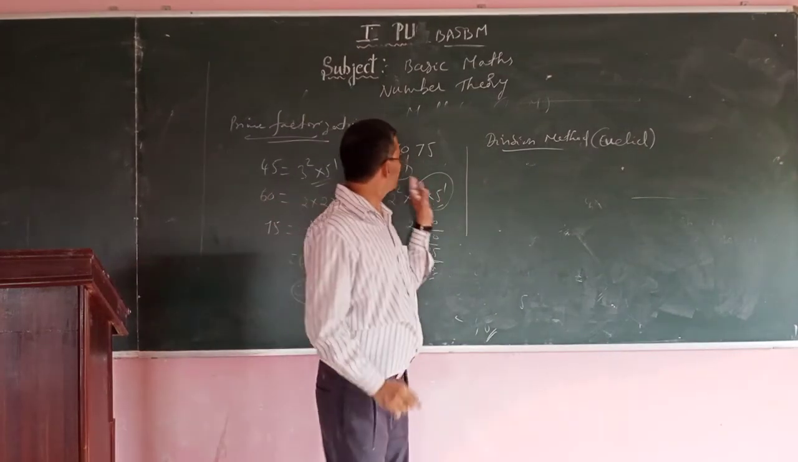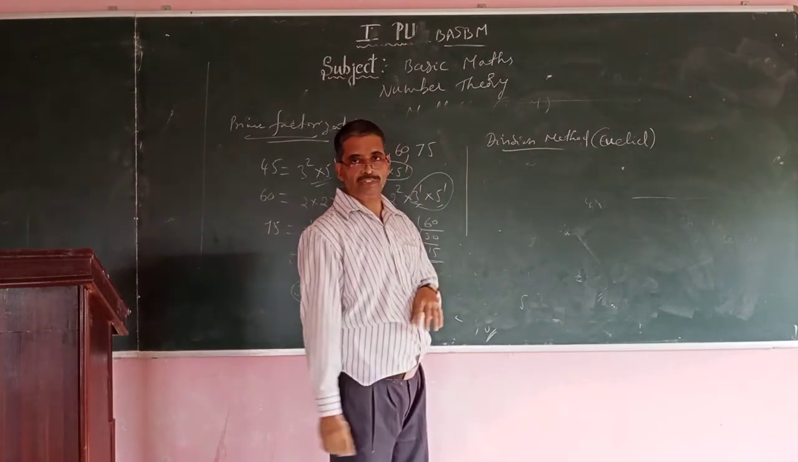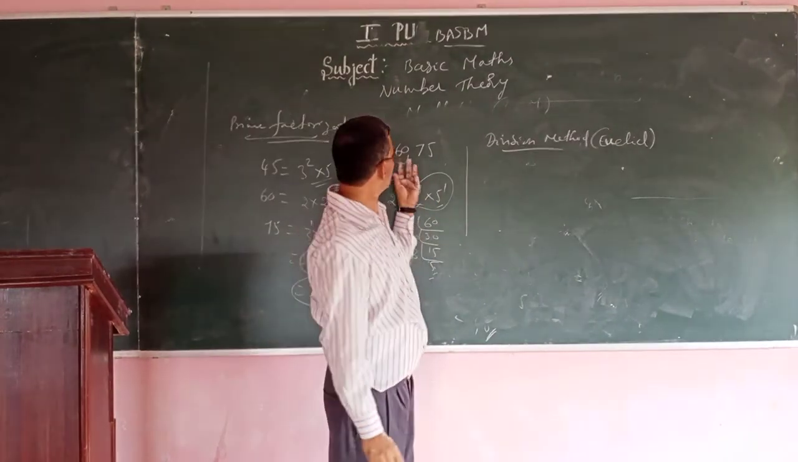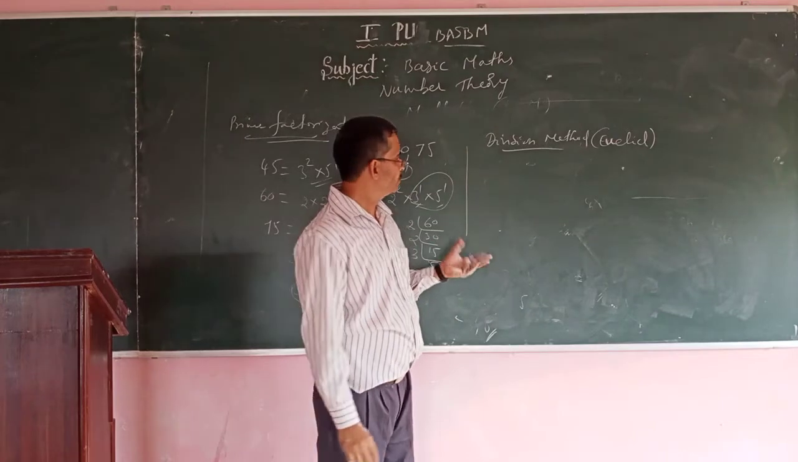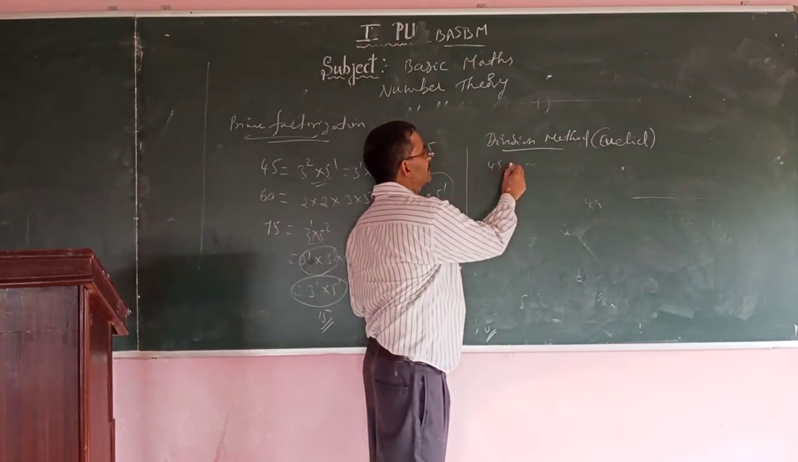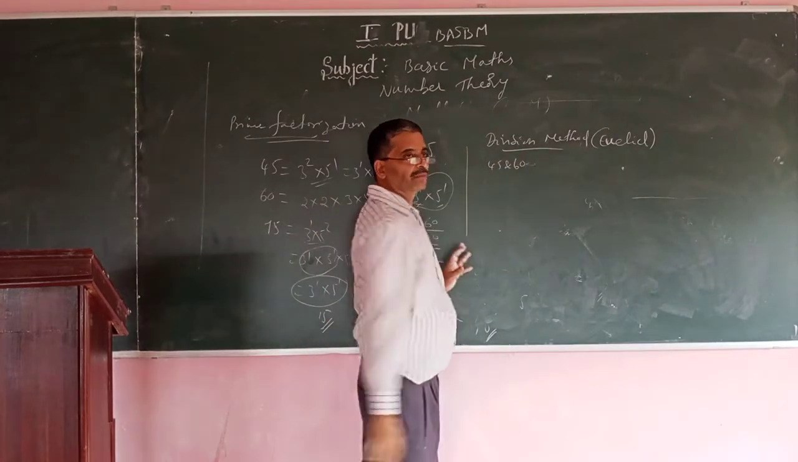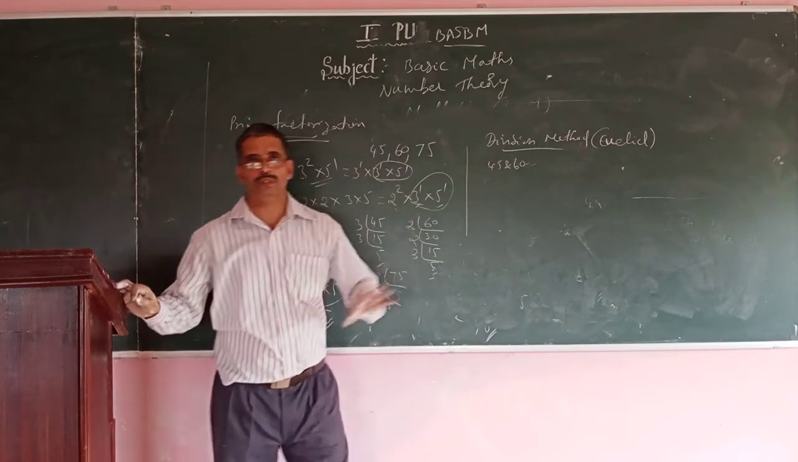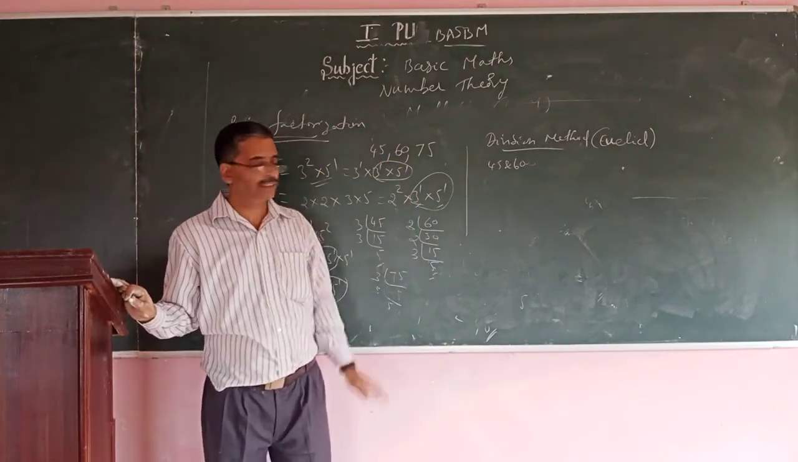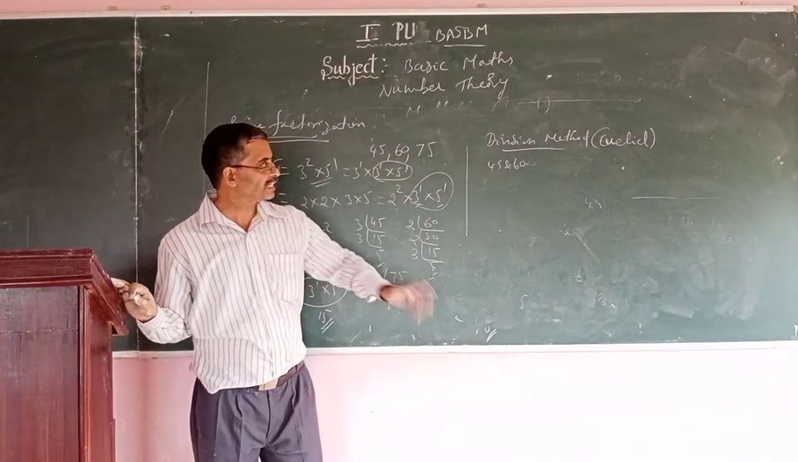So what we will do? Okay, simple example. Let's take first two numbers only. Let us take 45 and 60. Only two numbers, 45 and 60. Then we will take three numbers. First we will take two numbers, finish it up, then we will take three numbers.